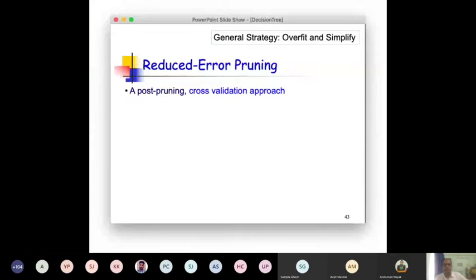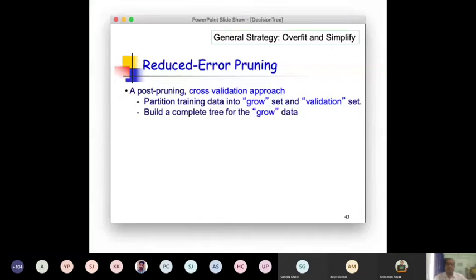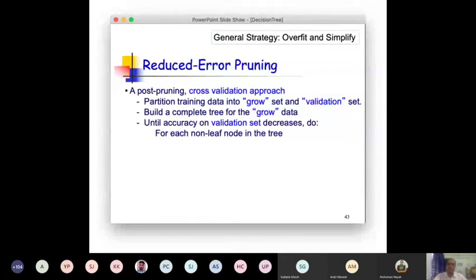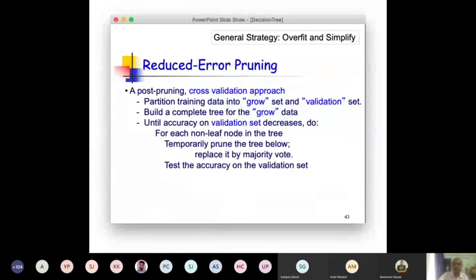So this is a further elaboration of what you are going to do when you are using this cross-validation approach. I just mentioned it, but it is elaborated here: you can partition the training data into a grow set and a validation set. So the grow set is now your training data, and the validation set is your test set. Build a complete tree for the grow set, and until accuracy on the validation set decreases, for each non-leaf node in the tree, temporarily prune the tree below and replace it by majority vote, and test the accuracy on the validation set. So basically, you are performing pruning.